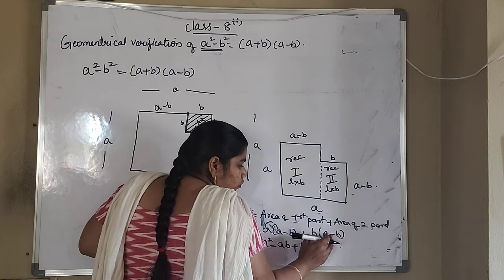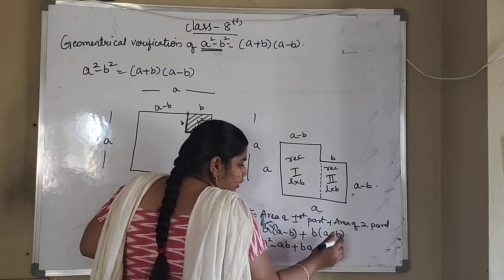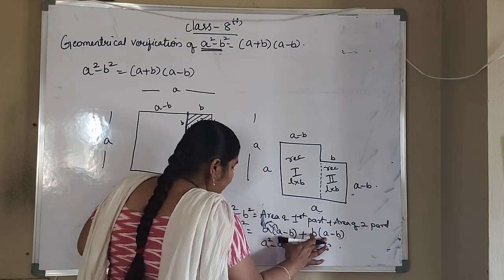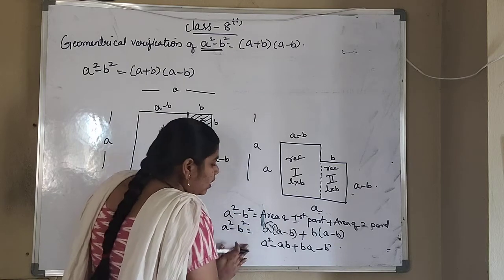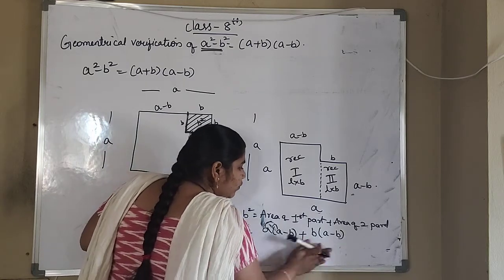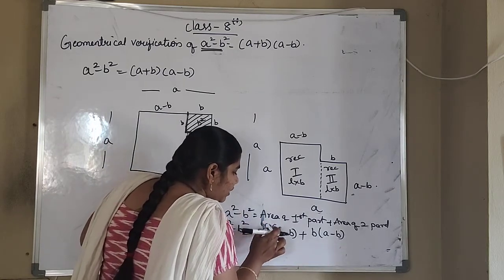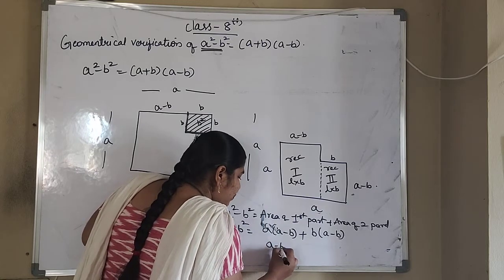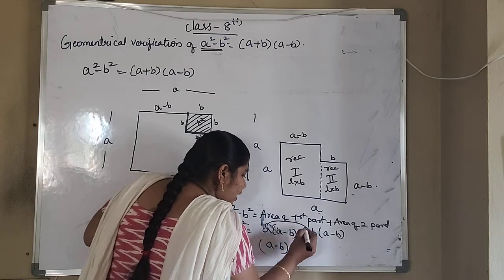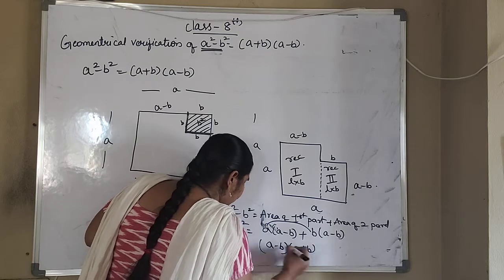So plus into minus is minus, B into B is B square. So after multiplying this, again you will get this only. Okay, so what are the factors here? One common factor is A minus B, the other factor is A plus B. So this is our result.